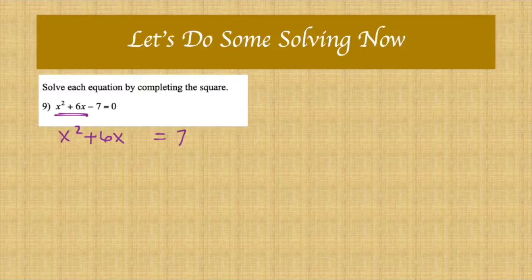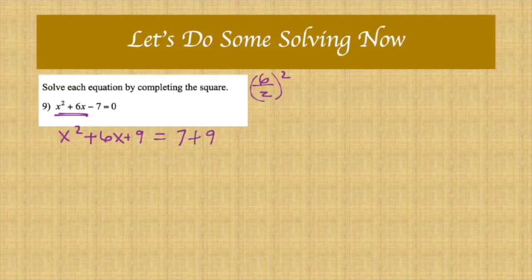So how do we get 9? We divided that by 2, and then we got a 3, and then we squared the 3. So we took that 6 over 2, and then we squared it, correct? And that became 9. So we're going to add 9. The rules of equations state that if I add something to one side of an equation, what do I need to do? Add it to the other. So we have to add a 9 over here.